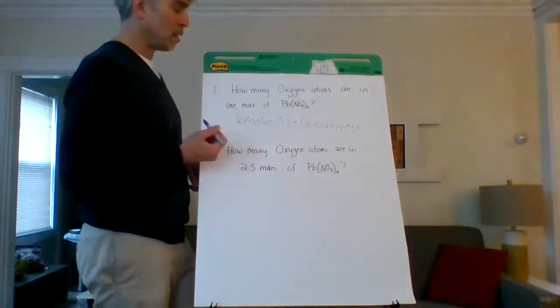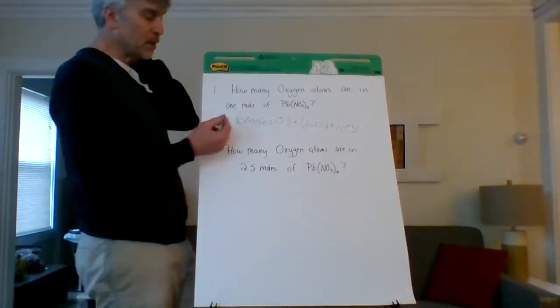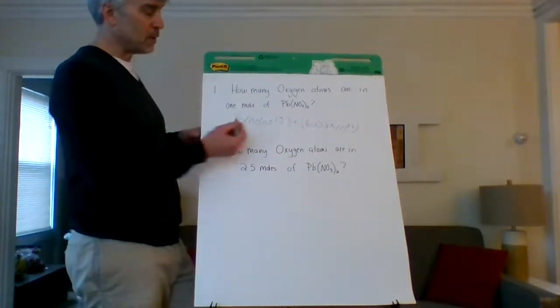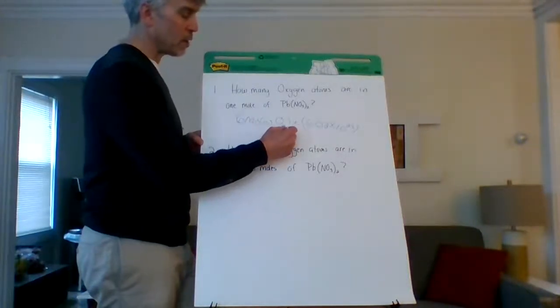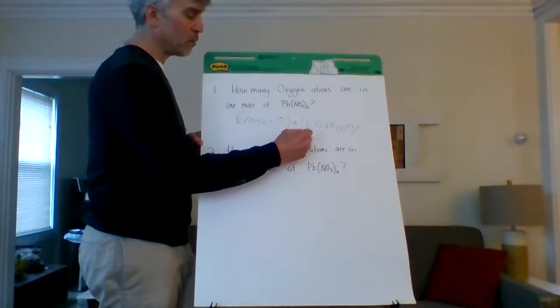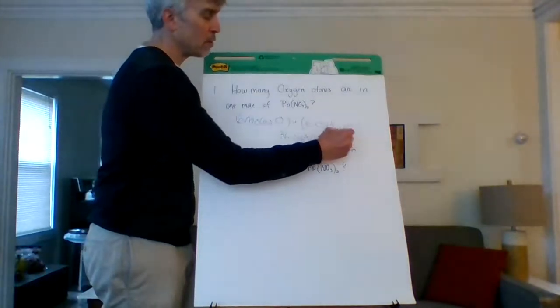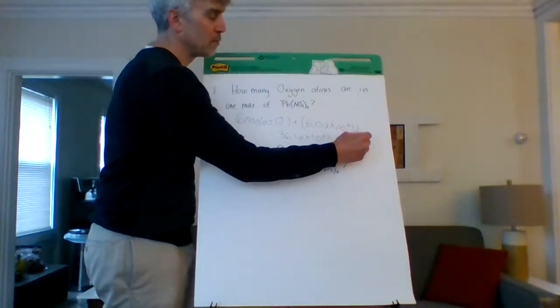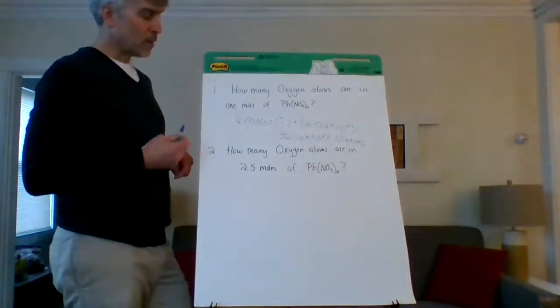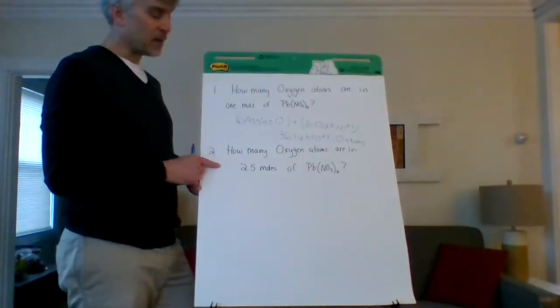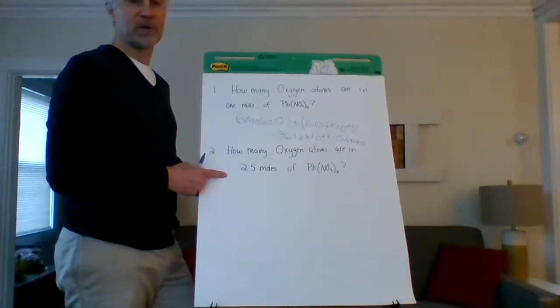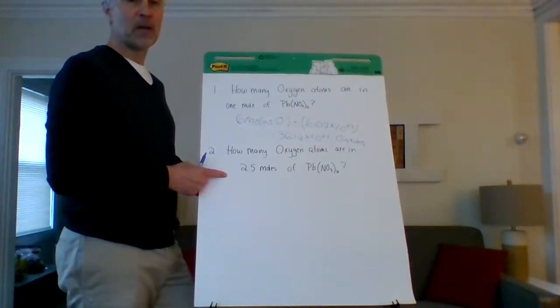All right. So if you do that out, you're going to get something like 36.12 times 10 to the 23 oxygen atoms. Okay. Now, the next question is how many oxygen atoms are in 2.5 moles of Pb(NO3)2?